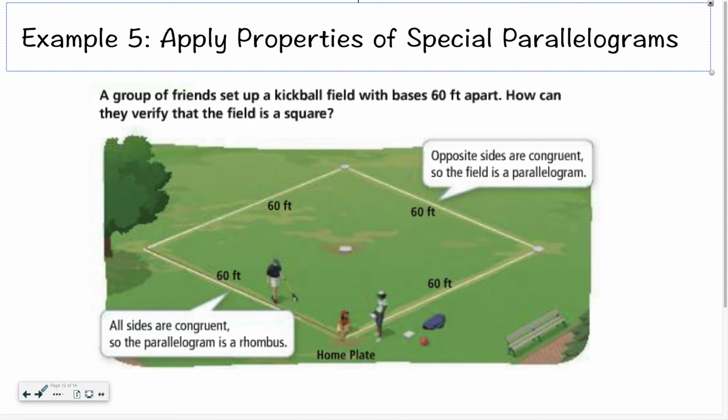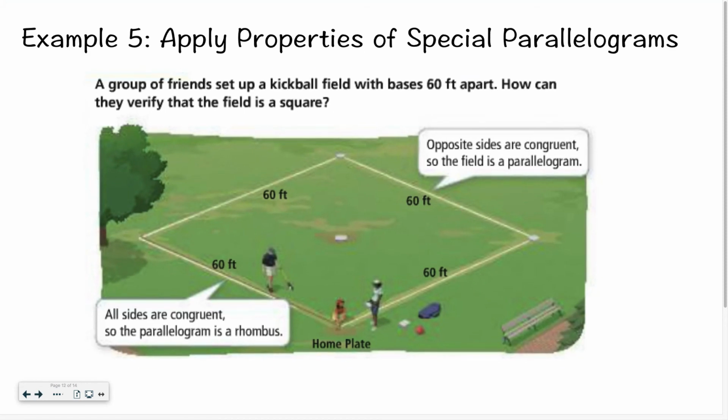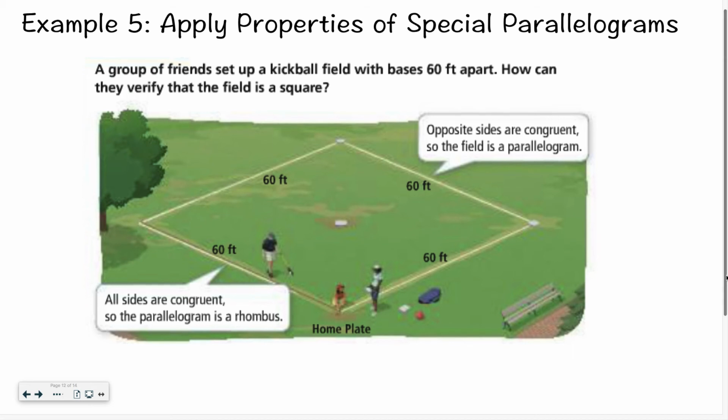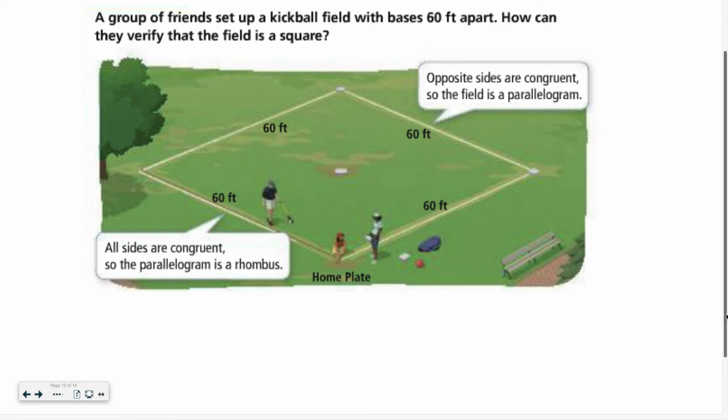All right, so then this last example, we have a group of friends set up a kickball field with bases that are 60 feet apart. How can they verify that the field is a square? Well, right off the bat, we can say, okay, all of the opposite sides are congruent. That means that it's a parallelogram. And since all of the sides are congruent, the parallelogram is a rhombus.